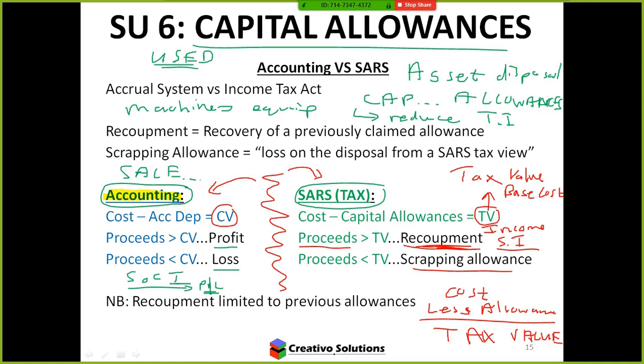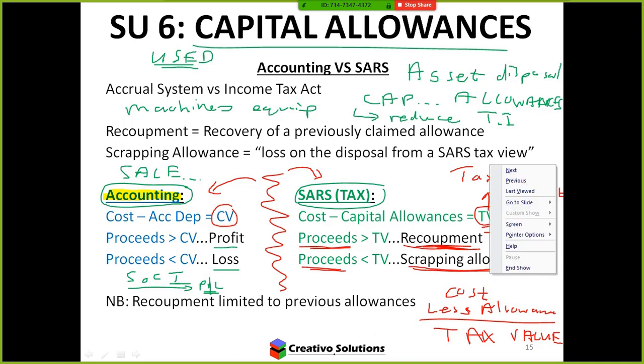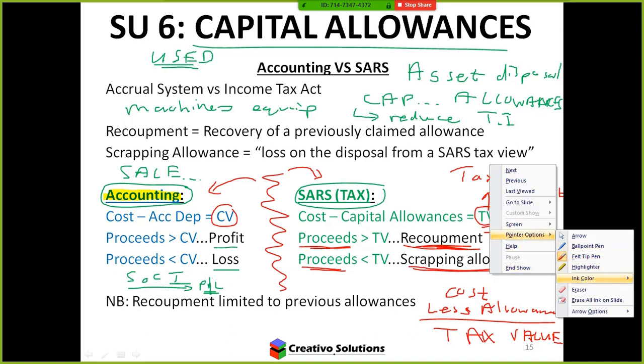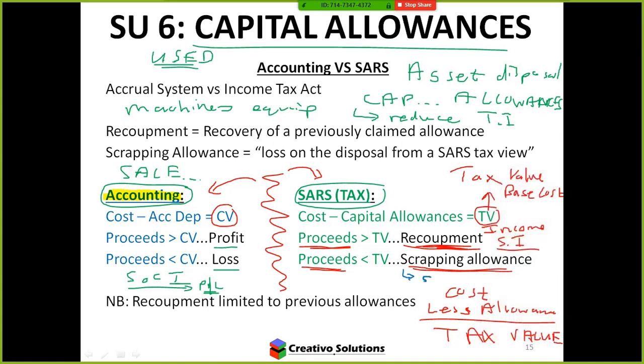That tax value needs to be compared to the proceeds. If the proceeds exceed the tax value, you'll have a recoupment. If the proceeds are less than the tax value, you'll have a scrapping allowance. And the scrapping allowance is a special deduction, something else we saw in a separate note. Special deductions. It doesn't meet the general deduction formula, but it's a special deduction, and I can claim it.